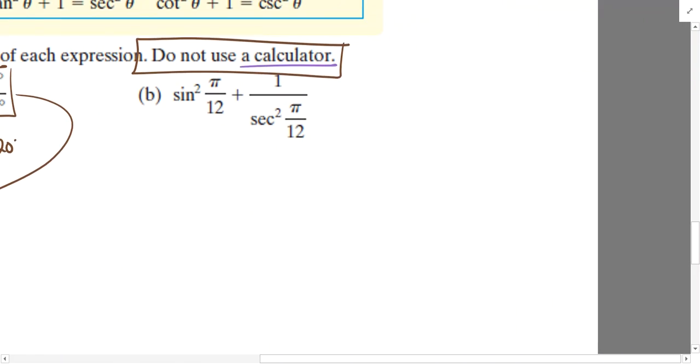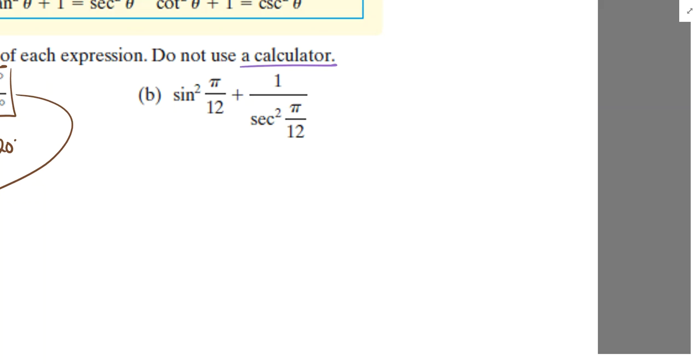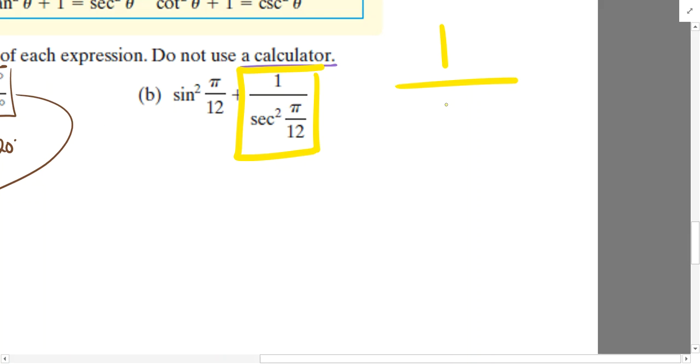In part B, I don't think we'll be quite so lucky. I don't see anything in this expression that matches precisely what our identities indicate. However, there is a phrase here, 1 divided by secant squared of pi over 12. And you should recognize by now that 1 divided by anything implies that we're talking about a reciprocal here. That's one way to flip a fraction. So this is a reciprocal, or an instruction to reciprocate the secant function.